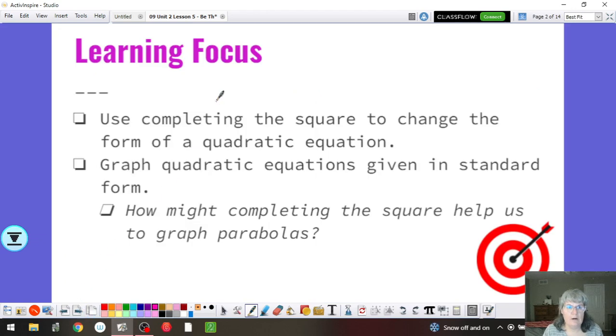So once again, our learning focus is to use completing the square to change the form of a quadratic equation. So the things we've done in lessons 3 and 4. Graph quadratic equations given in standard form. Now we did the graphing in lessons 1 and 2, but that graphing was when we had vertex form. And how might completing the square help us to graph these parabolas?